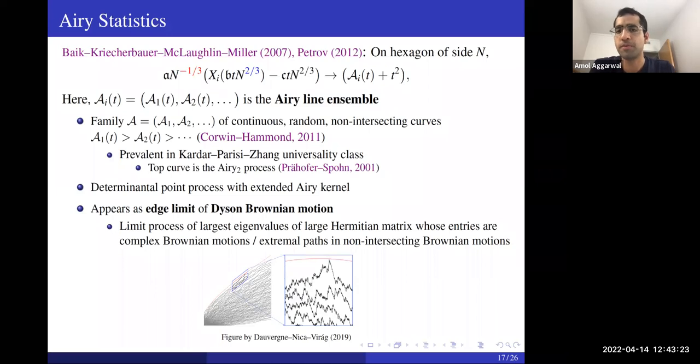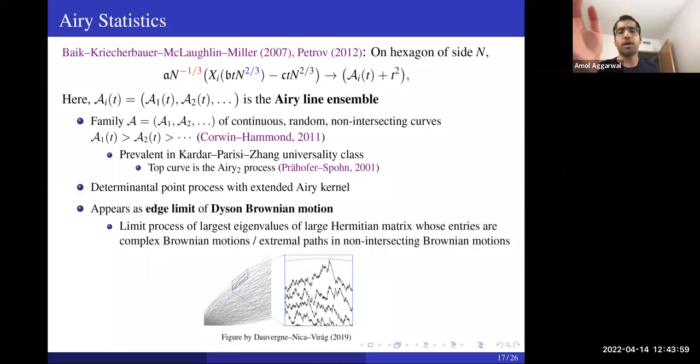This family of curves is often known as the Airy line ensemble. So it's a family of continuous, random, non-intersecting curves, A1, A2, etc. And I think this name was given by Corwin and Hammond back in 2011, who also defined it in a pathwise sense. This is a fairly prevalent object in the Kardar-Parisi-Zhang or KPZ universality class. For example, its top curve is what's known as the Airy process, which is ubiquitous in the KPZ theory.